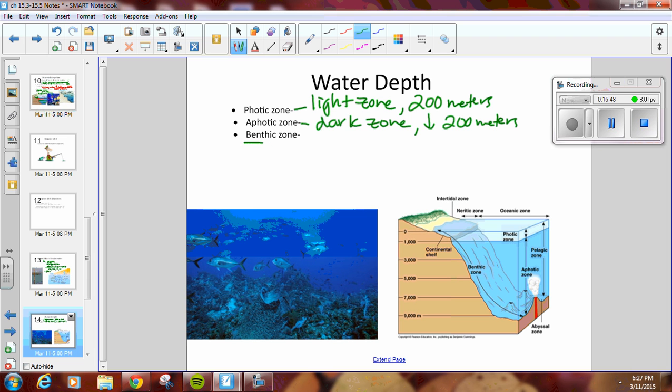But in this one we have the benthic zone. Okay, benthic, think bottom. This is basically your soil and sediment that's at the bottom of these features.